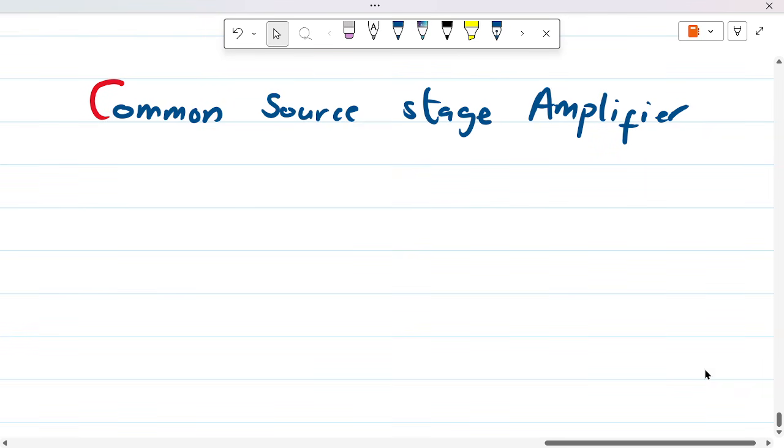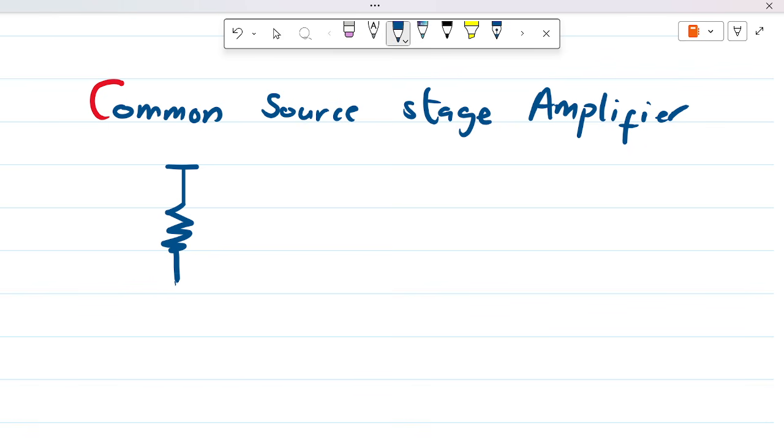Hello. So in this video, we are going to look at the MOS device as an amplifier, and just as we did the common emitter stage for the BJT, we'll start with the common source stage. With the common source stage, the device topology looks something like this. The input voltage goes to the gate, and the output is sensed at the drain.